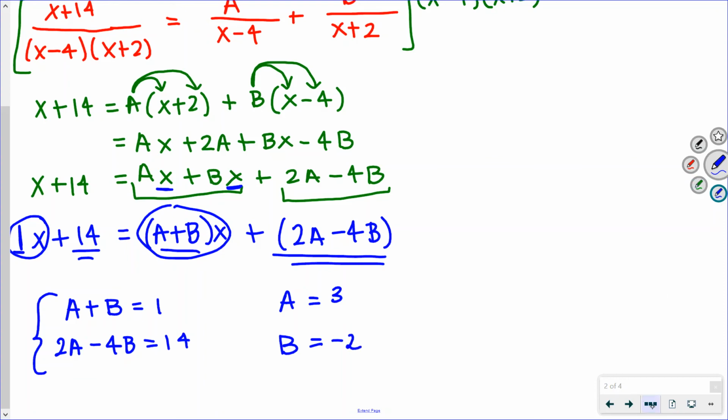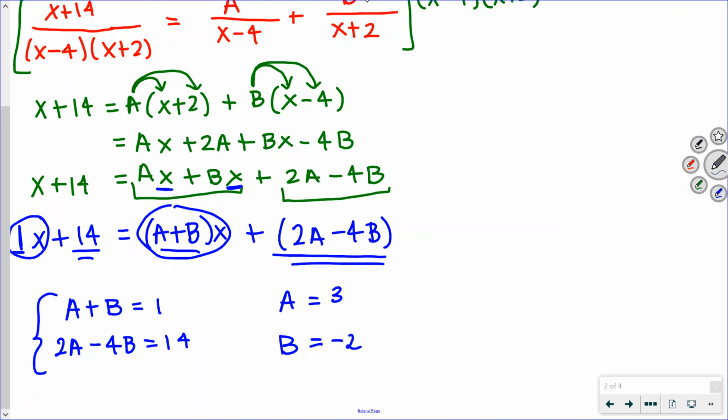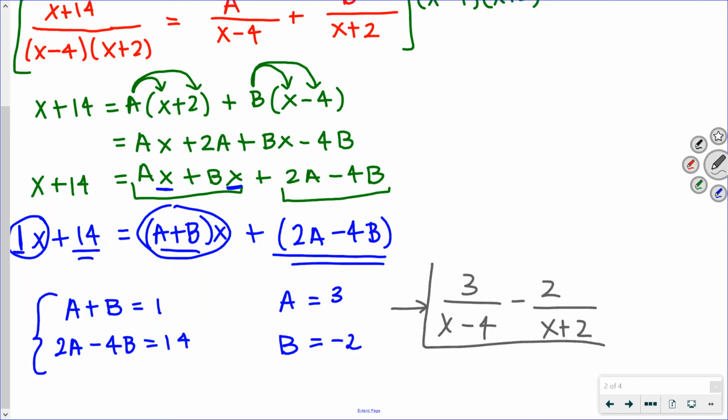So how does this work for my final answer? We go back to our original setup where we said A over x minus 4. Now we know A equals 3, so we get 3 over x minus 4. B is negative 2, so this plus is going to become a minus 2 over x plus 2. And there it is, the partial fraction decomposition of x plus 14 over x minus 4 times x plus 2.